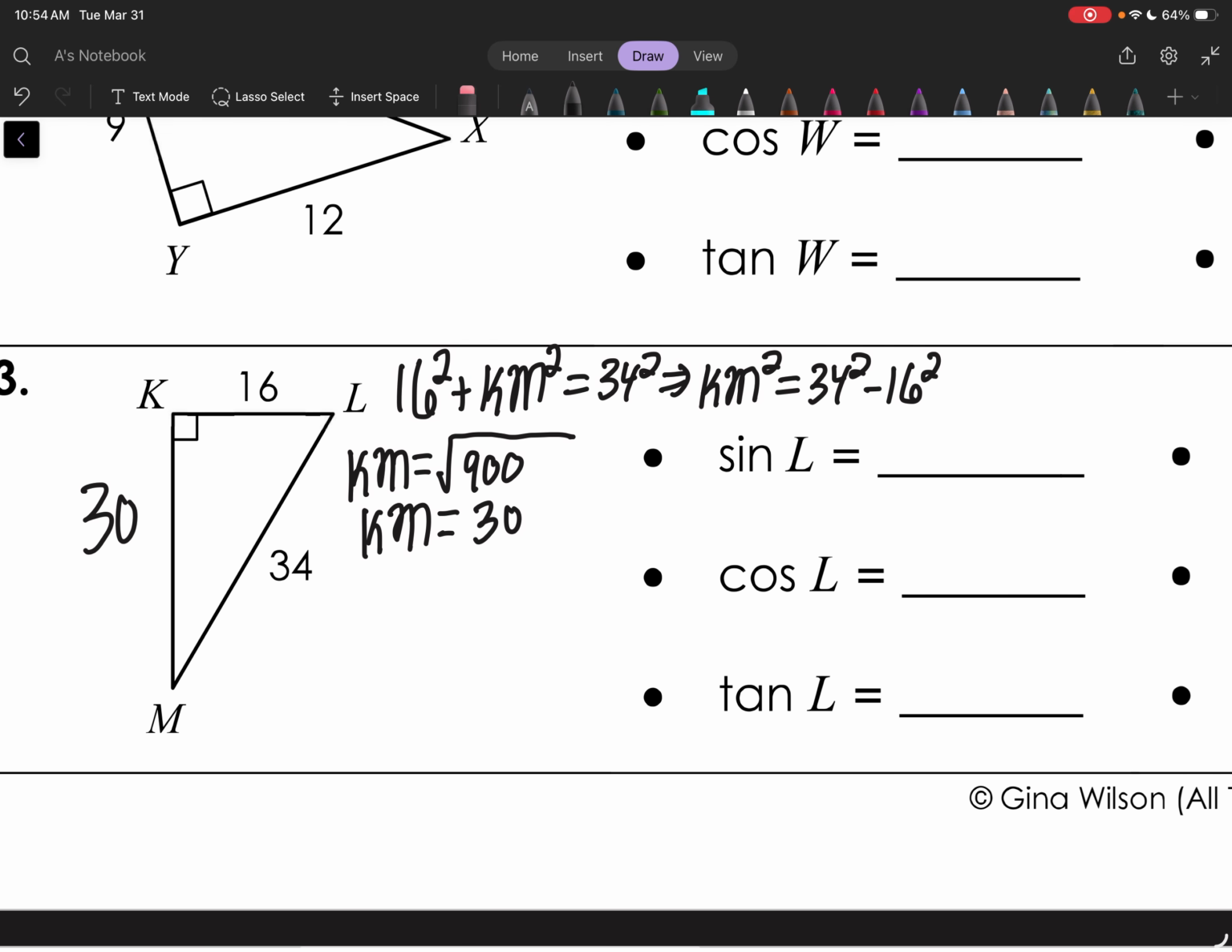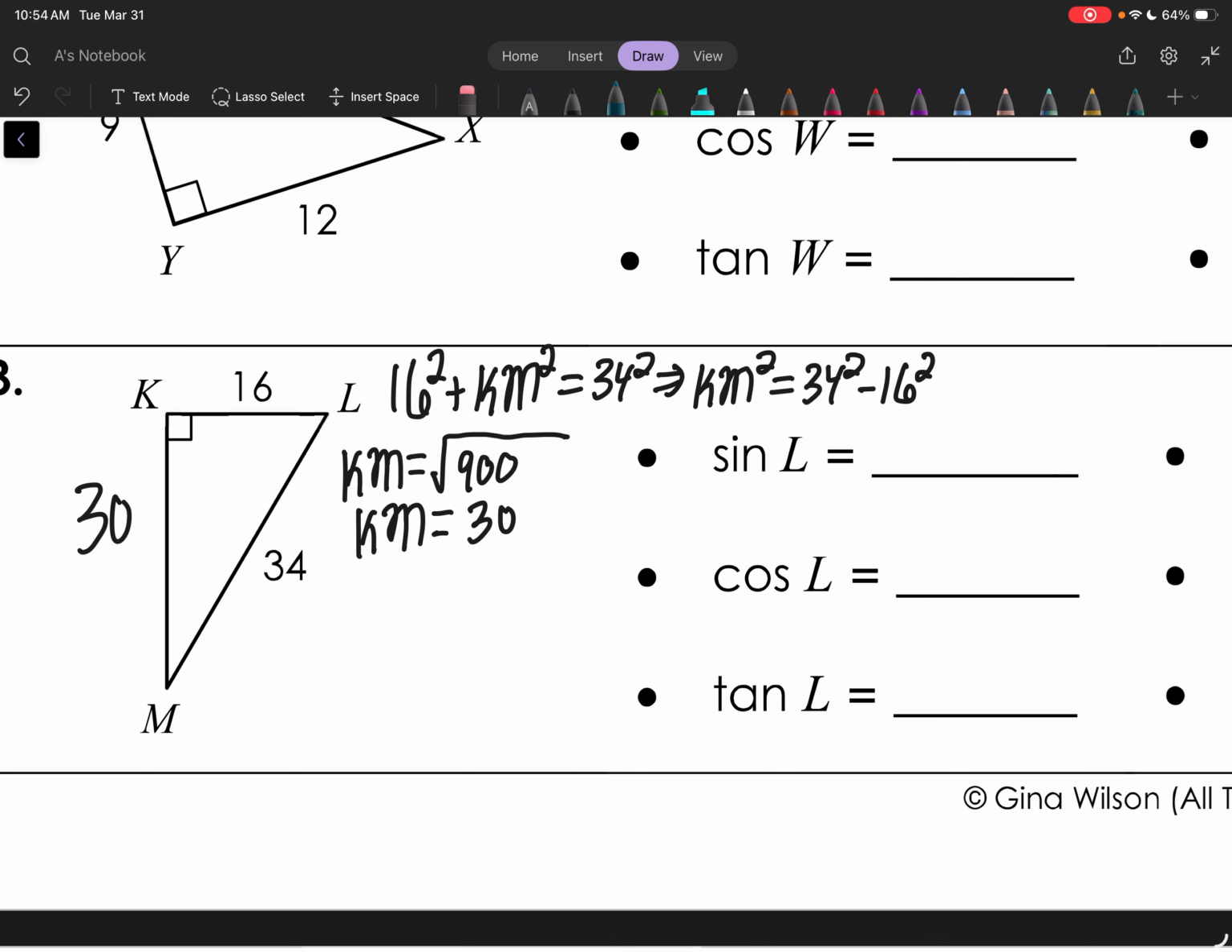Okay, sine of L, cosine of L, tangent of L. So I'm looking at the angle here. Sine, opposite over hypotenuse, some old hippie. My opposite of L is 30. My hypotenuse is 34. For 30 over 34, I'm going to simplify this into 15 divided by 17. You can use Desmos to simplify if you need it.